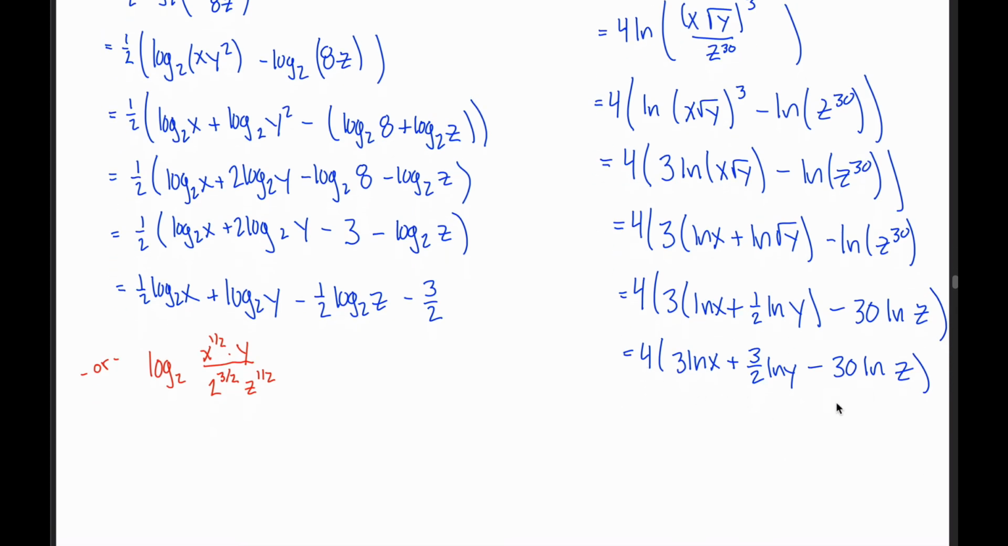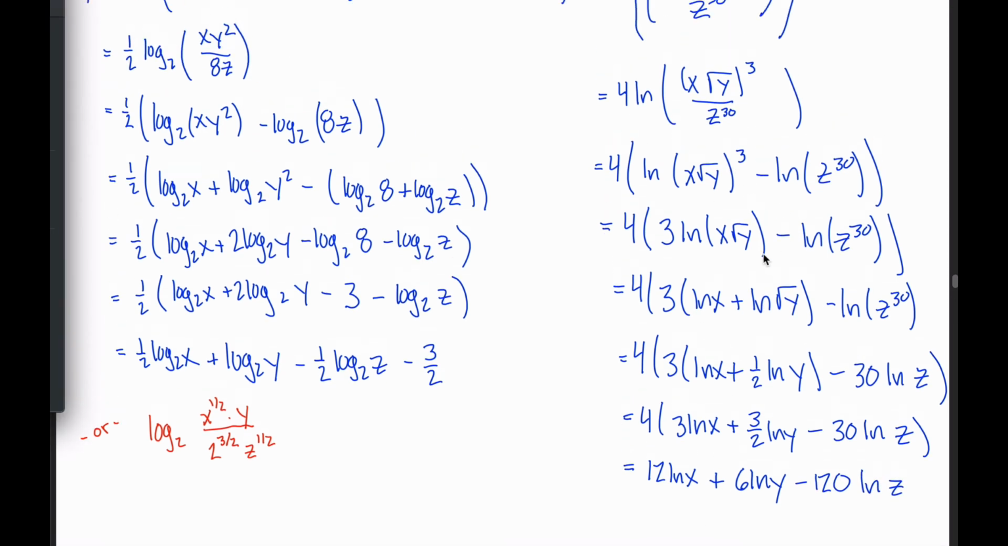And now finally I can get rid of my outermost parentheses by taking the 4 and distributing it through. So I get 12 times the natural log of x plus 4 times 3/2 is 12/2, aka 6. So 6 times the natural log of y, and 4 times negative 30 is negative 120 times the natural log of z. Again, you could cut down these steps pretty significantly.